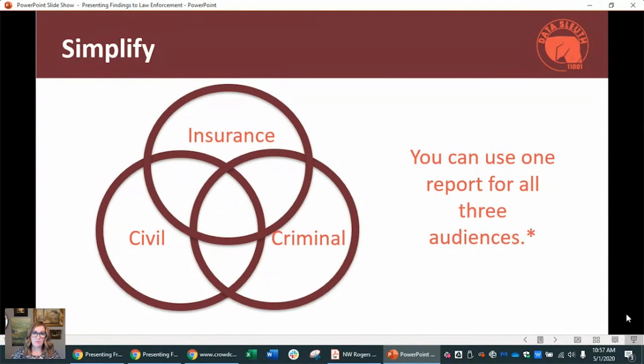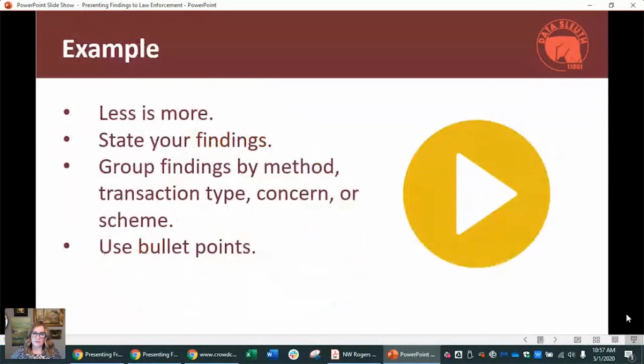A civil case, though, might include a section where you calculated damages, but it's essentially the same thing. Where did money come from? Where did it go? Who benefited? What evidence do you have of intent? And criminal, same thing we've been talking about. So you can use one report for all three audiences, not to mention adding your client on top of that. All right, let's look at an example.